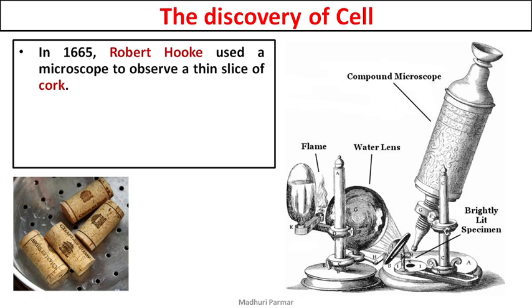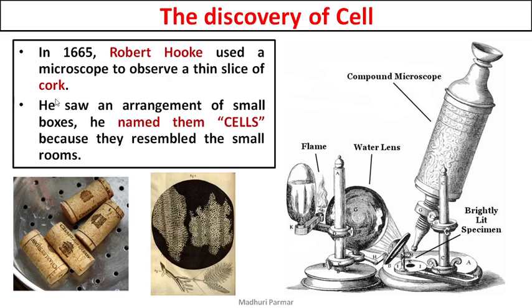So he used cork. He sliced it very thin, and then he looked at it under the microscope. He saw an arrangement of small boxes. This is the diagram from Robert Hooke's book called Micrographia, and in that book he drew this. He hand drew whatever he saw from the microscope, and you can see here he was able to see small boxes.